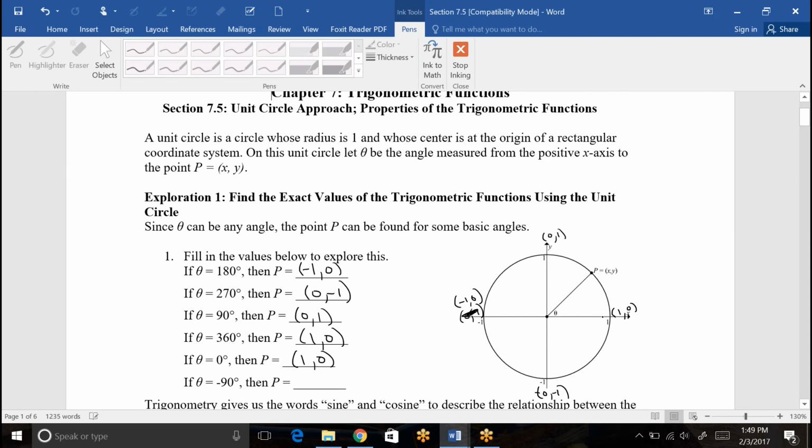Negative 90 means you go 90 degrees clockwise, because remember counterclockwise is positive and clockwise is negative when we measure our angles. So 90 would be down here if we go in the negative direction. So that would be 0, negative 1.